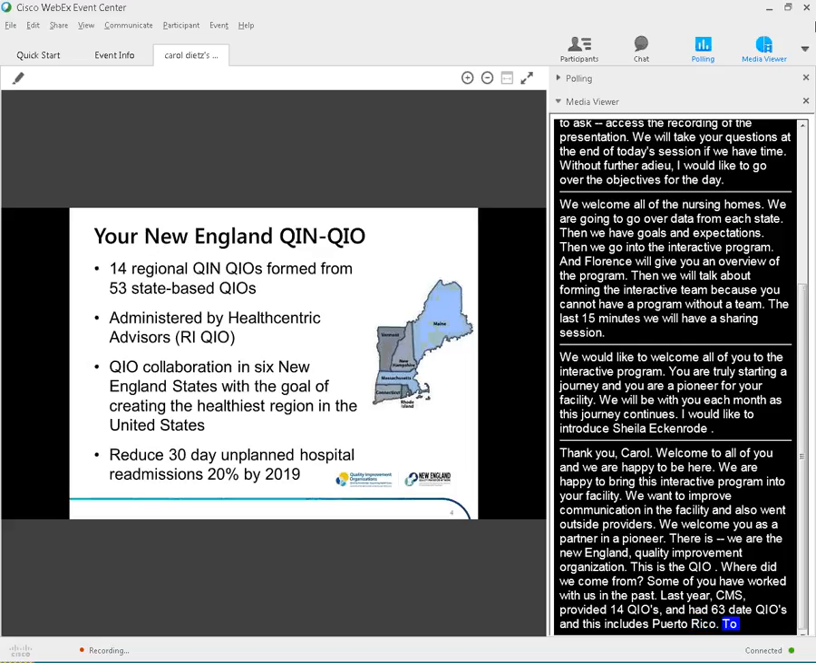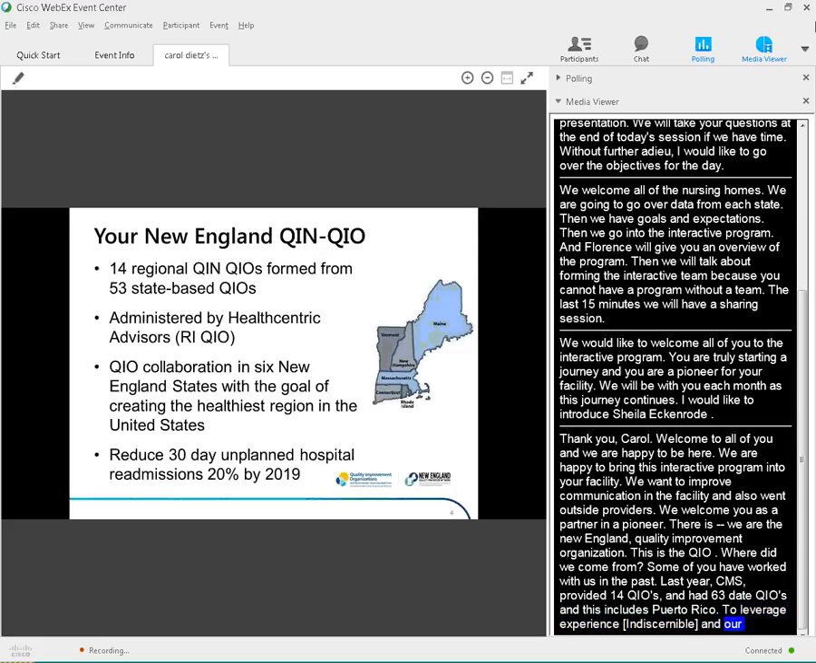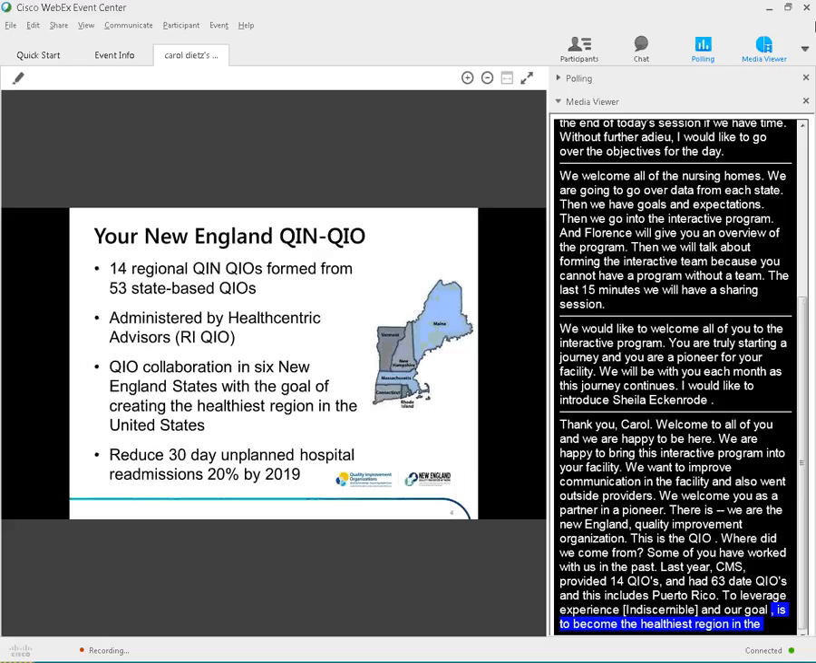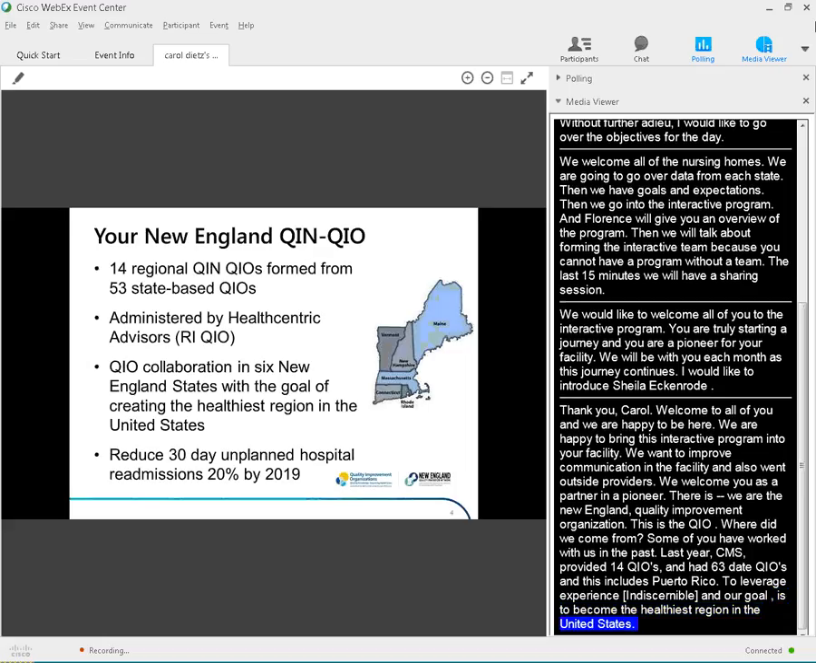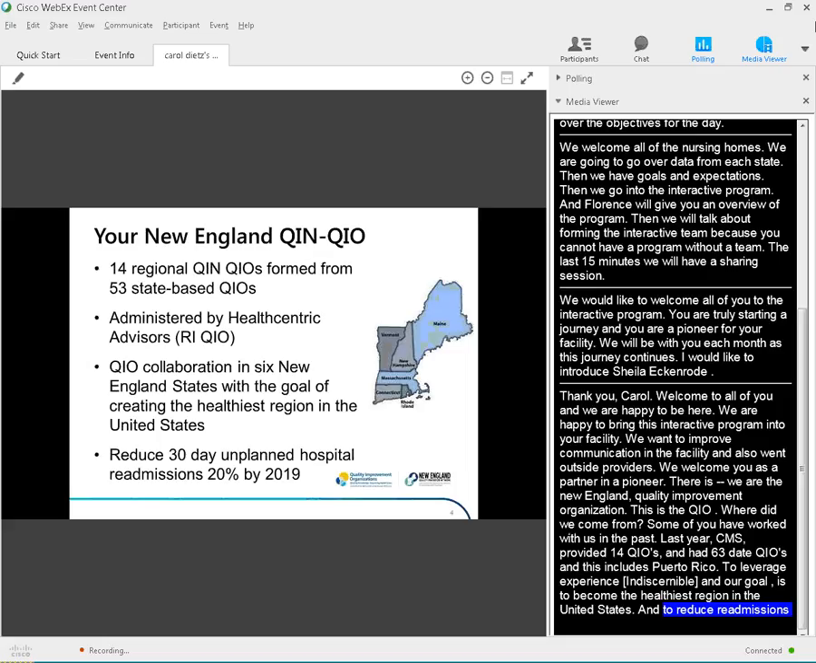Our goal in New England is to become the healthiest region in the United States, and the goal for this initiative is to reduce unplanned readmissions by 20% as mandated by CMS in this scope of work. So why unplanned 30-day readmissions?